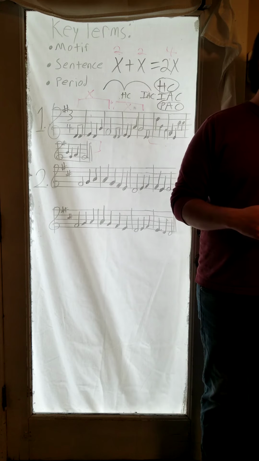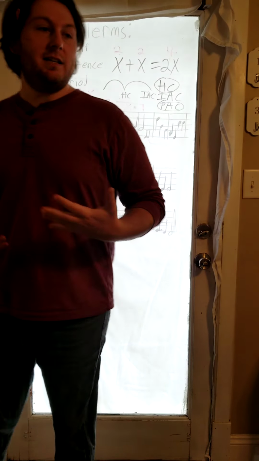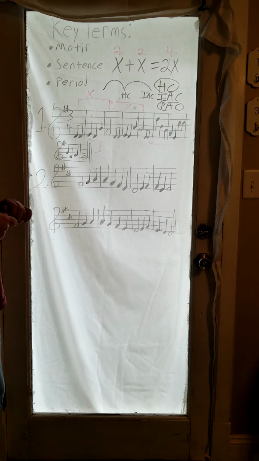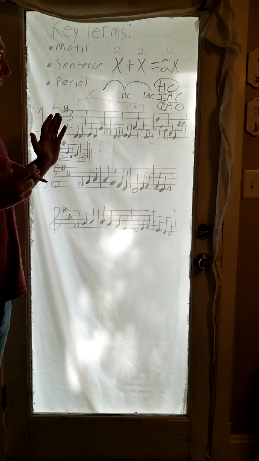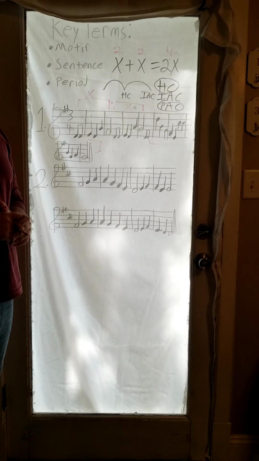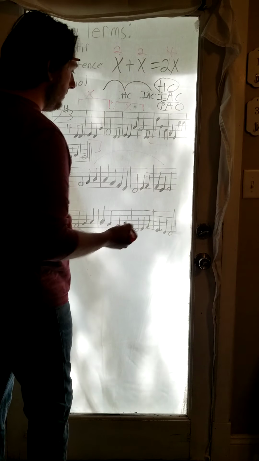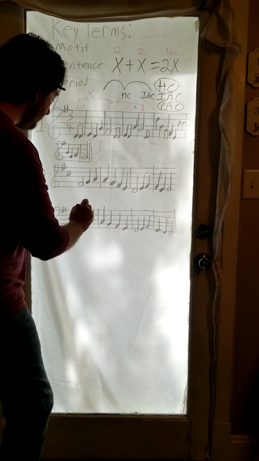Took a breath at a cadence point, a strong cadence point, that's a good indicator that this might be a period. So let's break this down. Where's the antecedent? It's the first four measures. First four measures, so right here, antecedent. And what's the consequent? This is the last four. It would be the last four.